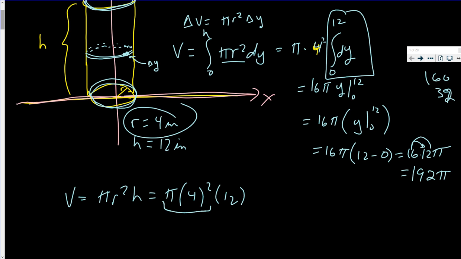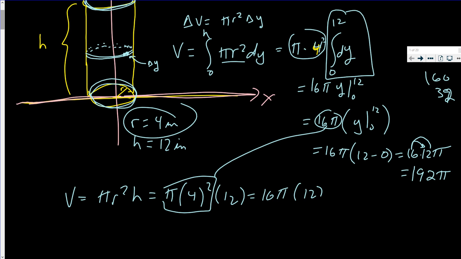I mean, how did we get that 16 pi? We did pi times 4 squared, 16 pi. And then we multiplied it by 12 and we got 192 pi.